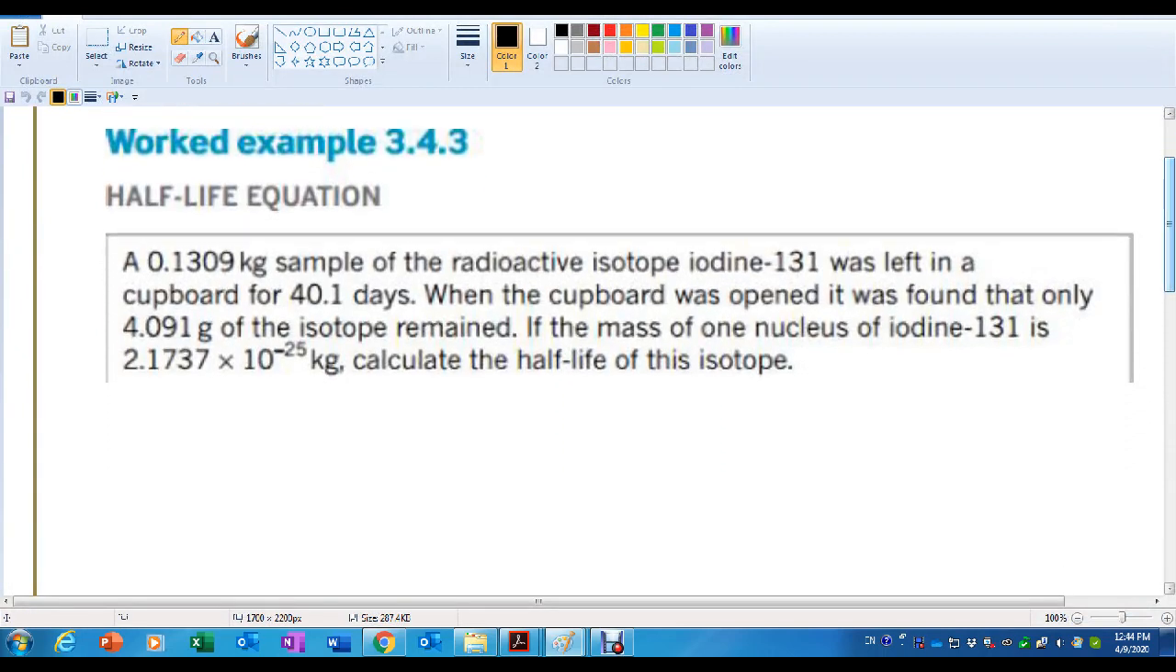Okay, here's another example. In this example, they give you a 0.1309 kilogram sample of radioactive isotope. So that's the mass. If you see the unit, that's the mass. So it's a bit different than the one we've just done before, right? We'll give you some time to read the question within 1 minute.